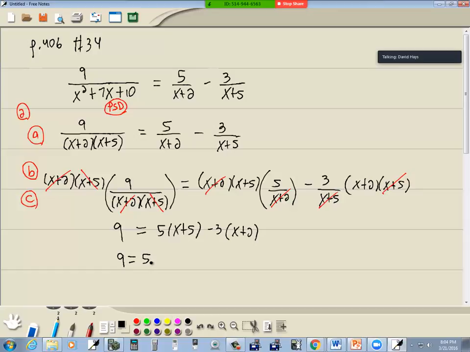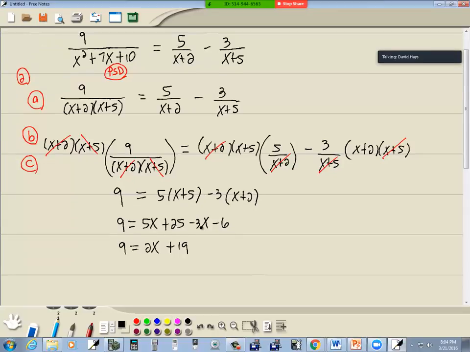Distributive property, 5 times x is 5x, 5 times 5 is 25. Negative 3 times x is negative 3x, negative 3 times 2 is negative 6. 5x minus 3x is 2x, 25 minus 6 is 19. And I didn't mean to do this, but I think this one will be a no solution. I just picked these out at random. I'm looking for interesting problems.